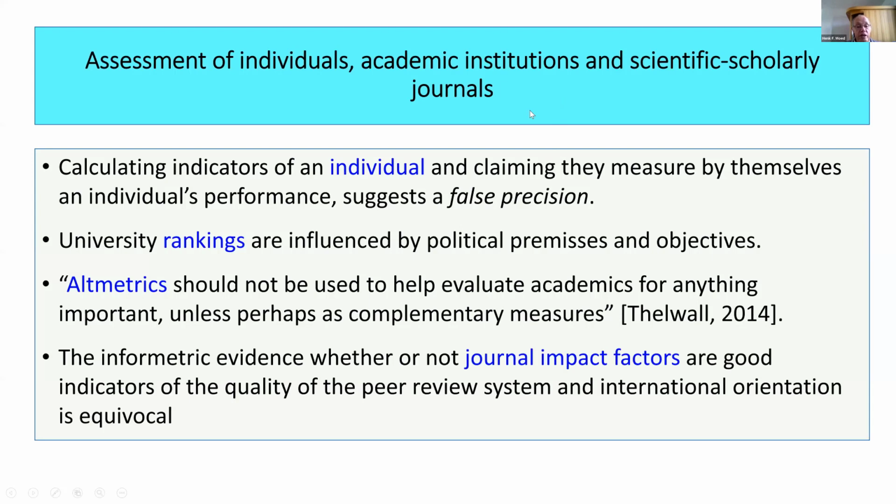And fourth, the informetric evidence on whether journal impact factors are good indicators of the quality of the peer review system and international orientation is questionable. I think it's very thin informetric evidence for this claim. So these are the four points of view that I try to defend in the book. And I just would like to give you a clue or a main consideration for each of them. But I have to be fast because we don't have that much time anymore.